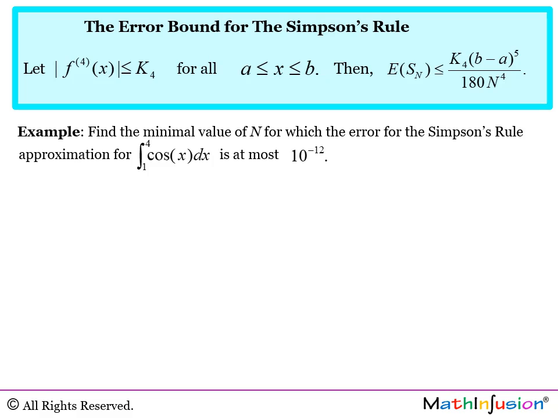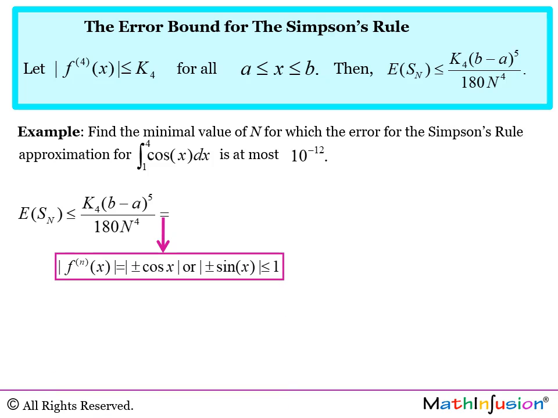Example. Let's find the minimal value of n for which the error for the Simpson rule approximation for the integral between 1 and 4 of cosine x dx is at most 10 to the negative 12. Here is the setup. Now we need to find k sub 4. In this case it's pretty easy. All the derivatives of cosine x are plus or minus cosine x or sine x, but in absolute value any nth derivative cannot exceed 1. It means that k sub 4 is 1. And we get that. Pay attention that b is 4 and a is 1.